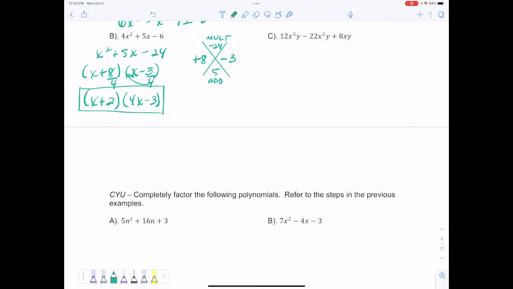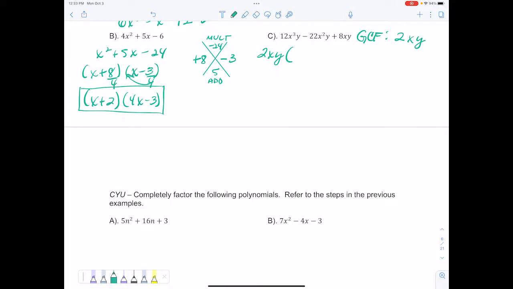In letter C, the first thing that stands out to me is they're all even numbers, so I know I can pull out a 2 for my GCF, and all of them have an x. We take out the lowest one, which would be x to the first, and they all have a y, so we're going to pull out a y as well. So my greatest common factor is 2xy. I need to pull that out of there before I factor it.